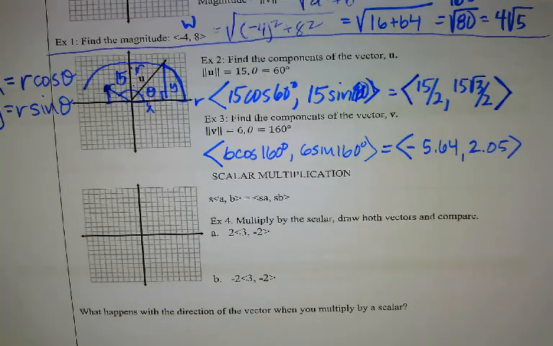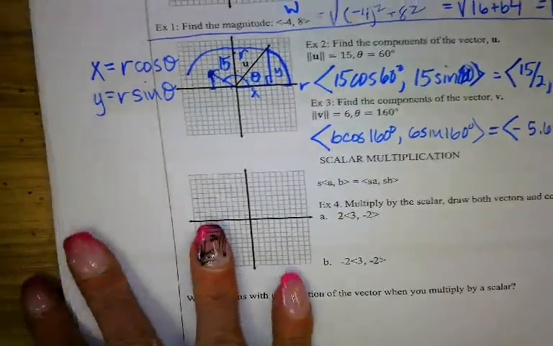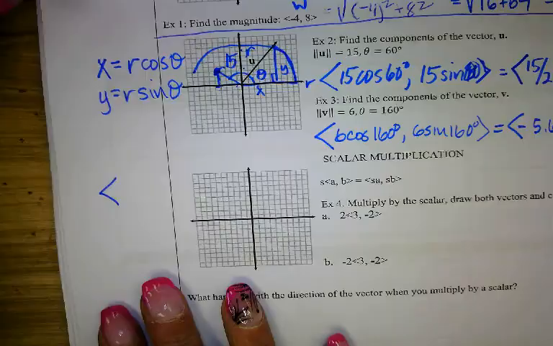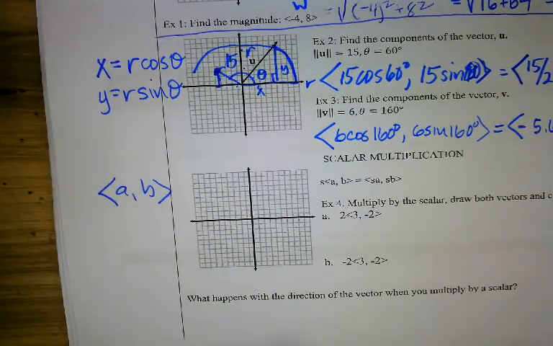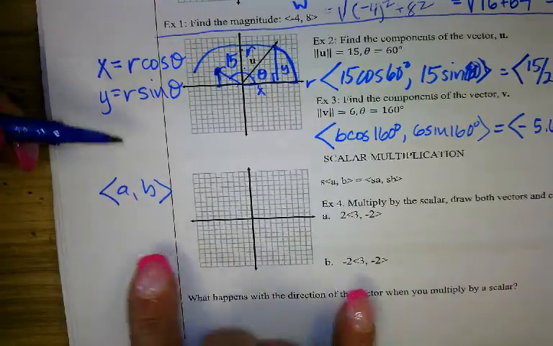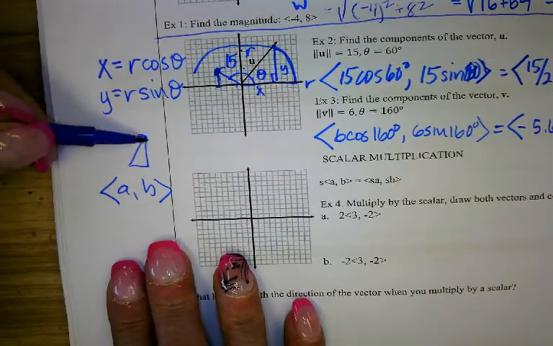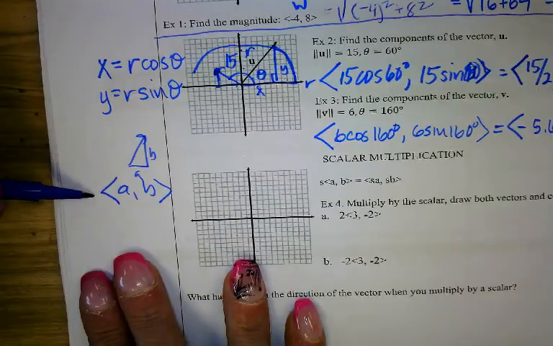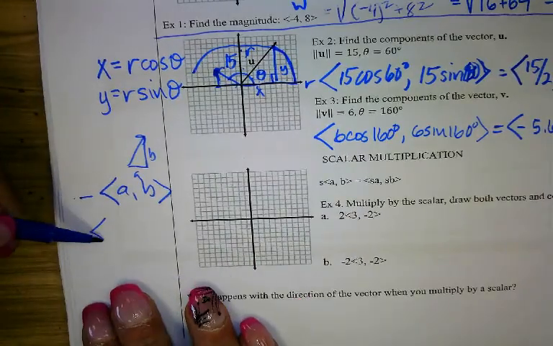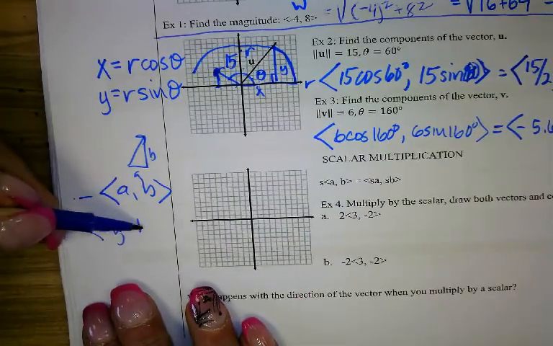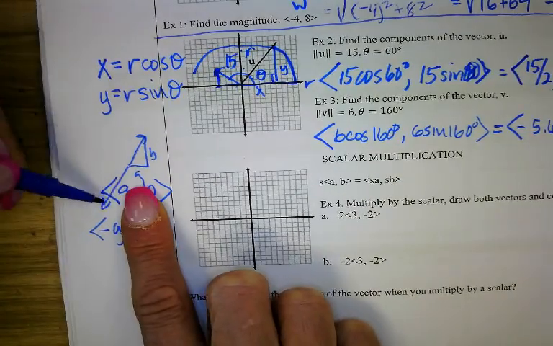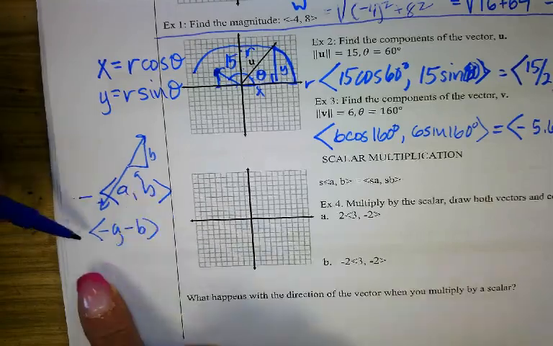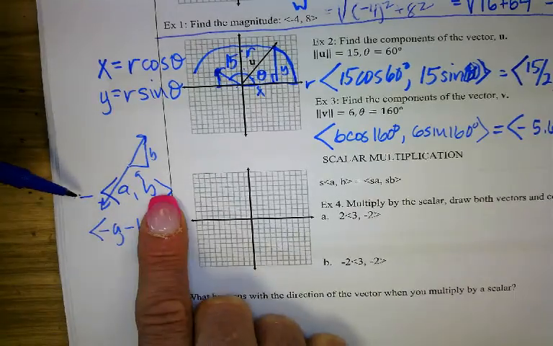So something that might be mentioned earlier: if I have a vector that has components a comma b, that would be a vector that is over a and up b. If I take the opposite of each of these, negative a comma negative b, it's a vector that is the same length but just in the opposite direction. So the opposite signs make the whole vector go the opposite direction.